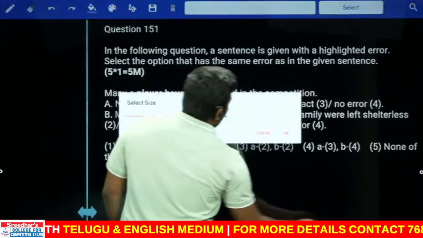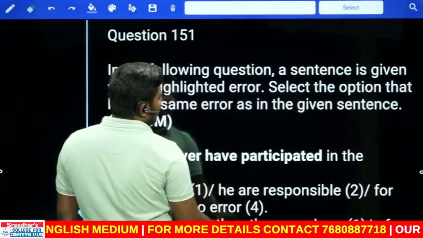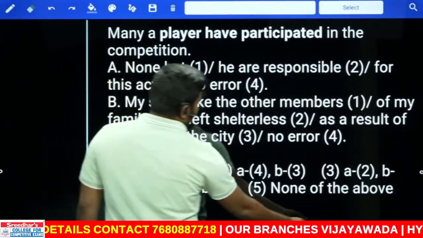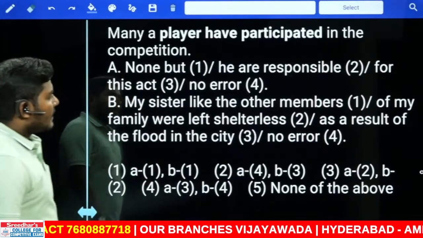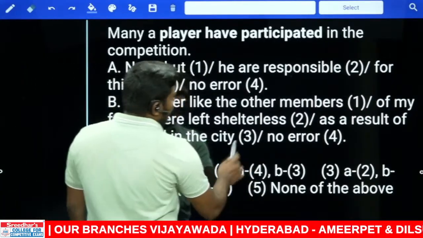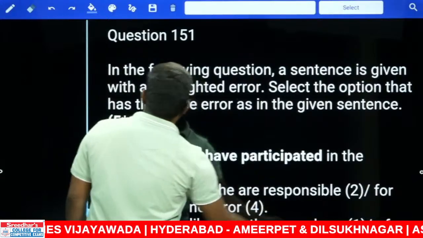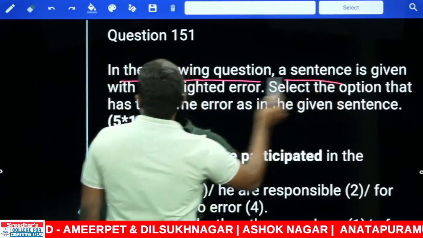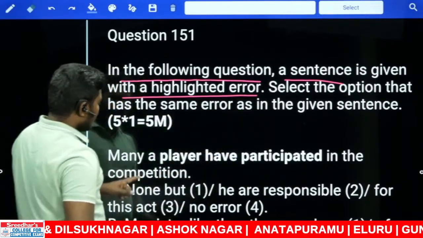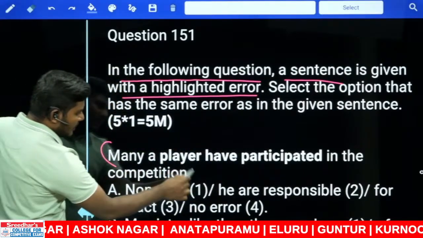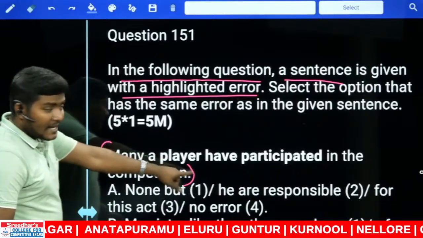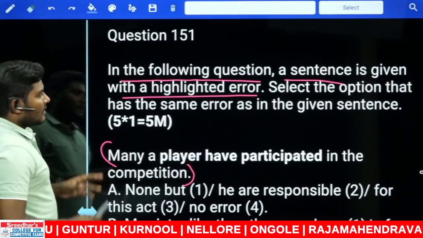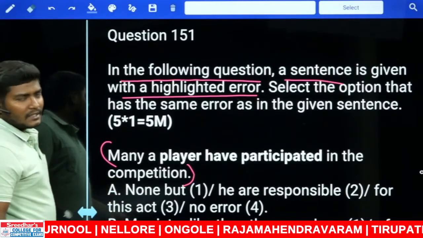Next, 151. Now this is completely a new section. I think you may not have seen this type of question anywhere before. Let me take you through the directions. Look at the direction. In the following question, a sentence is given with a highlighted error. See, there is a statement from here to here. There is a highlighted error. They are saying there is an error in this already. Select the option that has the same error as in the given sentence.